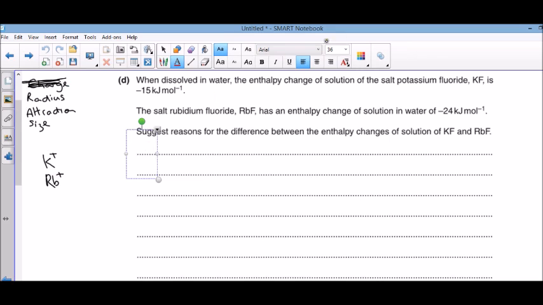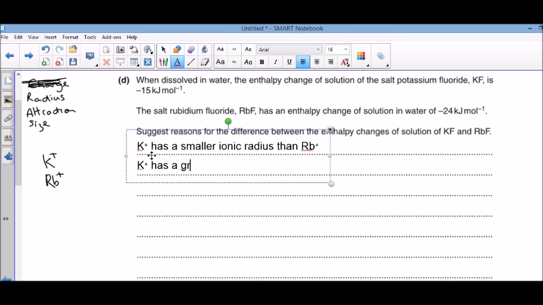So if we look at what we're going to write for this answer, we're going to compare the radius. So K plus, remember that is higher up in the periodic table, so it's going to have a smaller ionic radius than rubidium ion. Really importantly, you're either saying K plus or the potassium ion and Rb plus or the rubidium ion. If you talk about potassium or potassium atoms, then you're going to lose the marks, but that's the first mark anyway.